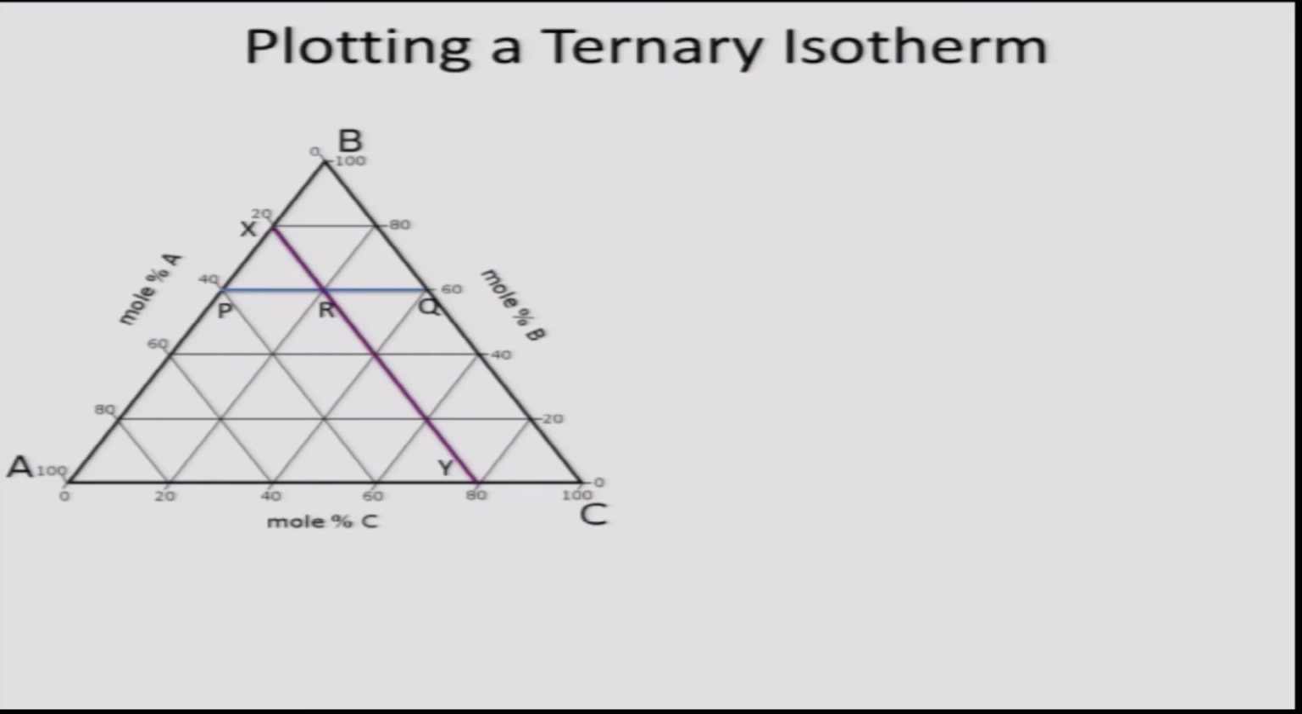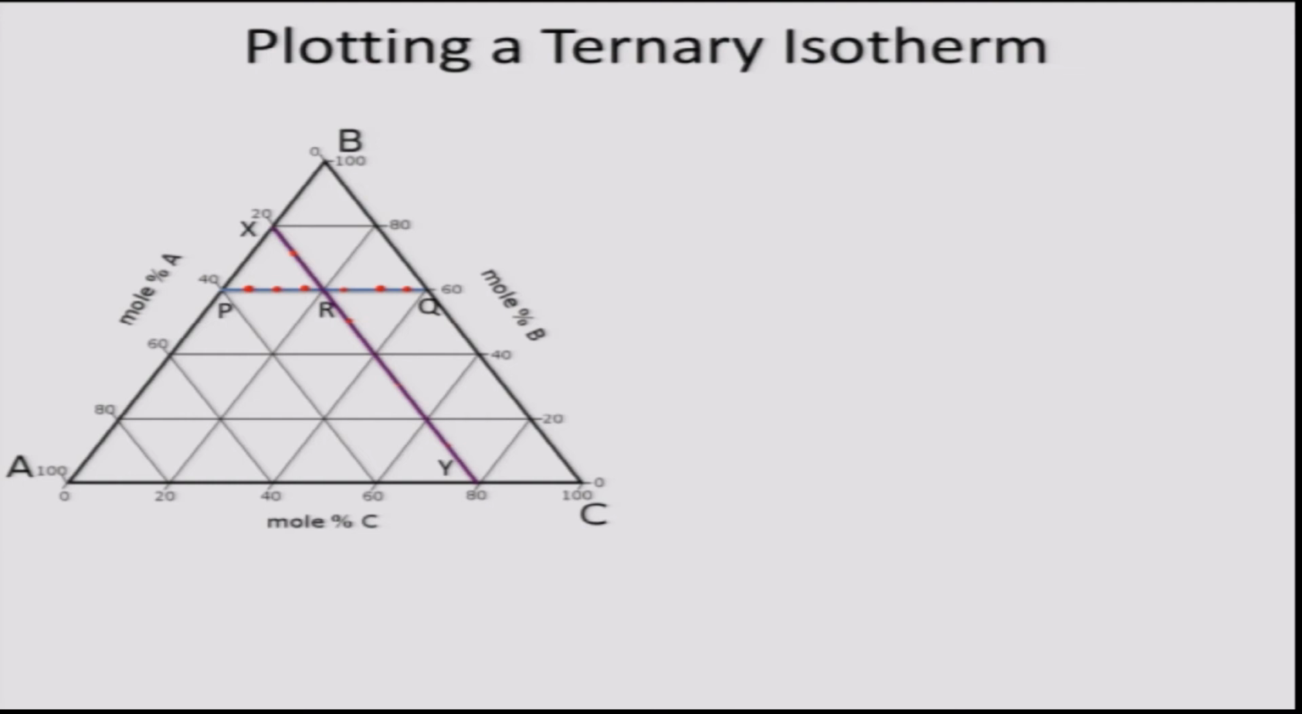More specifically, line PQ here represents a 60 mole percent B line. So, any alloy that lies on this line PQ has a concentration of B of 60 mole percent. Similarly, there is another line I have shown, XY, which is parallel to line BC. Any alloy that lies on line XY has a constant concentration of A, which is 20 mole percent A.